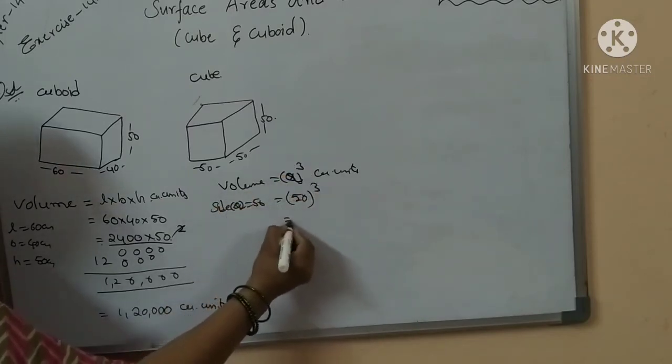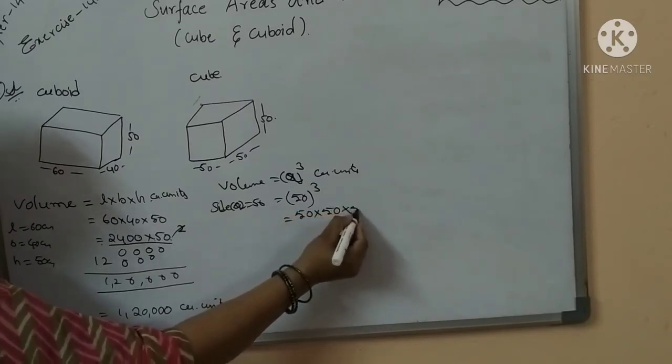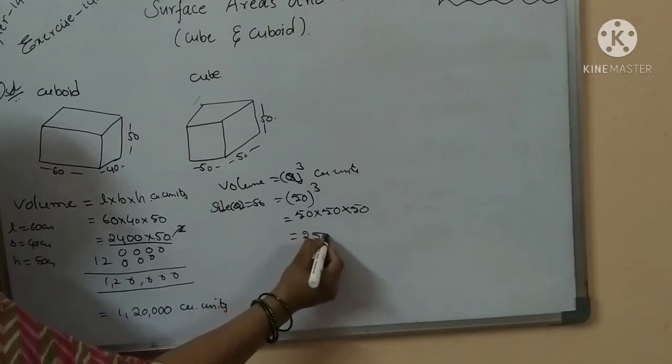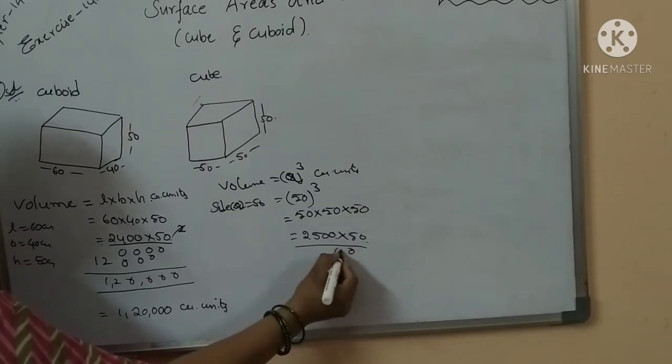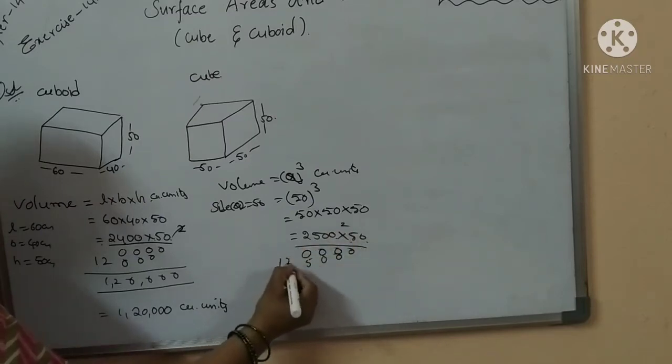So whole cube. 50 cube means we should write 50 into 50 into 50, writing 3 times. 50 50s are 2500 into 50. 0 0 0 0 0 0. 5 5s are 25. 5 2s are 10 plus 2.